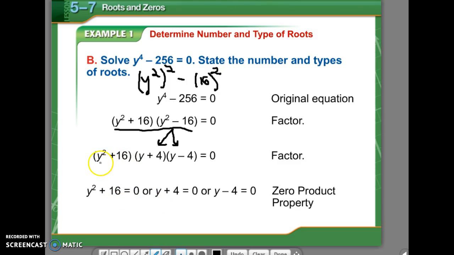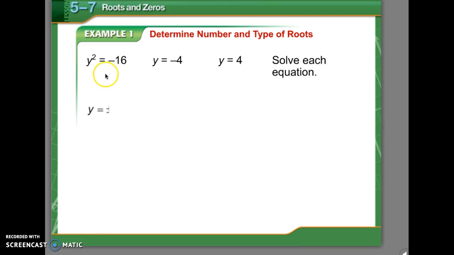So we now have 3 factors equals 0. So we're going to be able to find at least 3 zeros from this. So if we solve each equation, the easy ones, we would get -4 and +4.